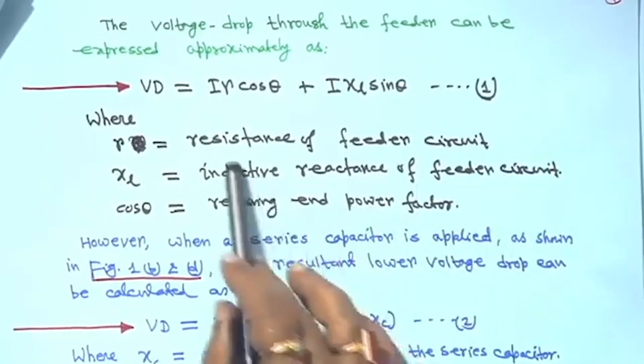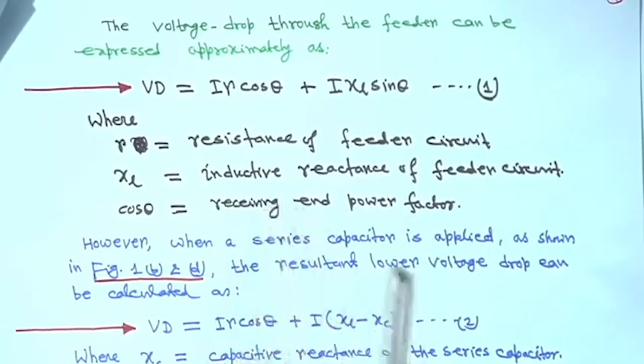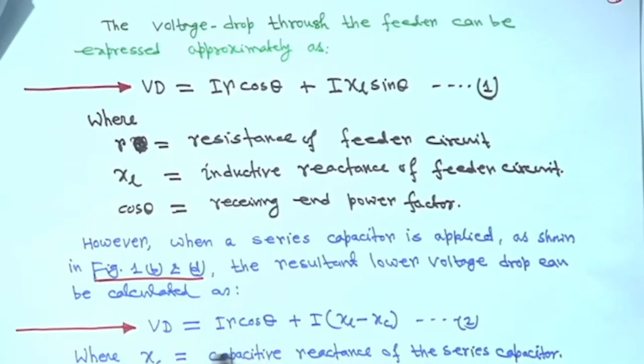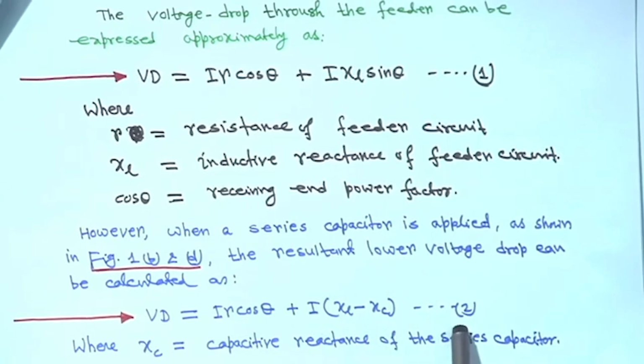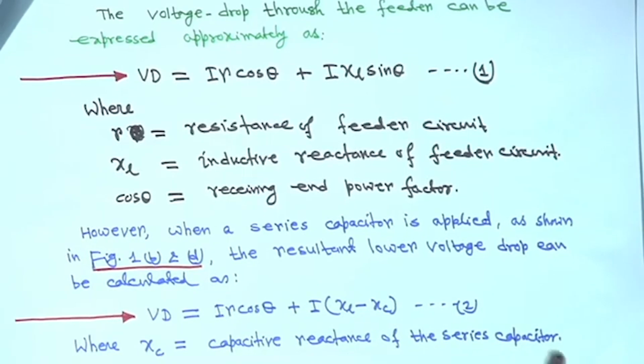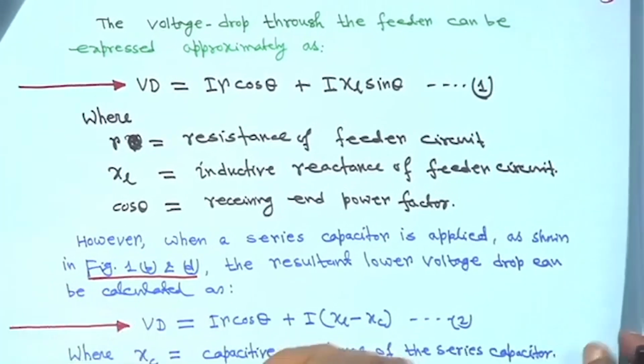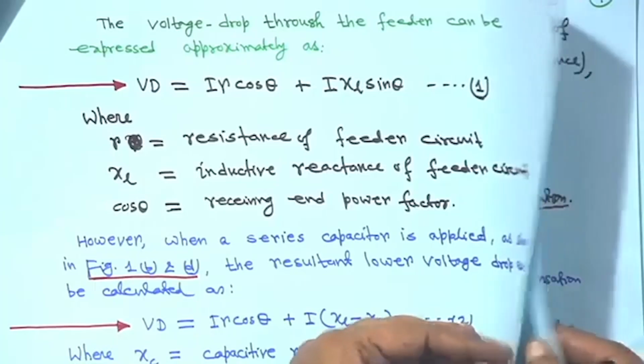Similarly, all the nomenclature is given. For the other case, we have also seen that the voltage drop is approximately equal to IR cos theta plus I(XL minus XC). This is equation 2, where XC is the capacitive reactance of the series capacitor. This we have already seen.